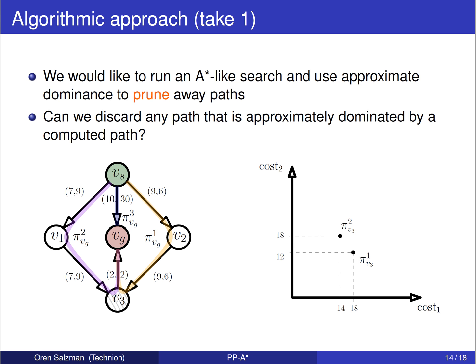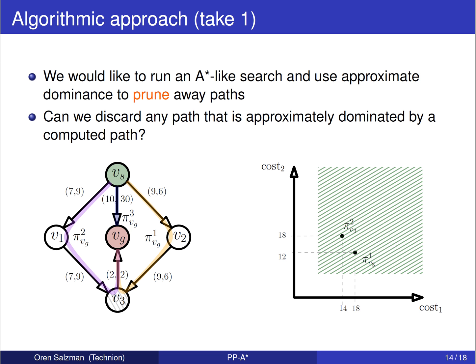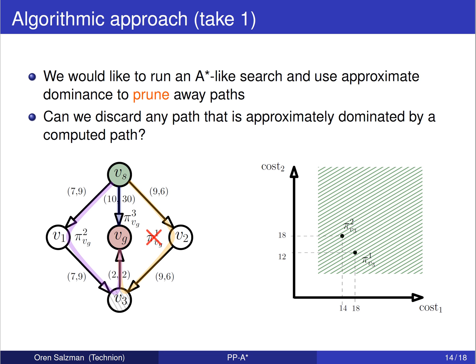In this setting, we're going to look at what happens when we reach this intermediate vertex V3. In V3, we have both the yellow path Pi1 and the purple path Pi2. And in this setting, the purple path Pi2 approximately dominates the yellow path Pi1. So we can prune it away.